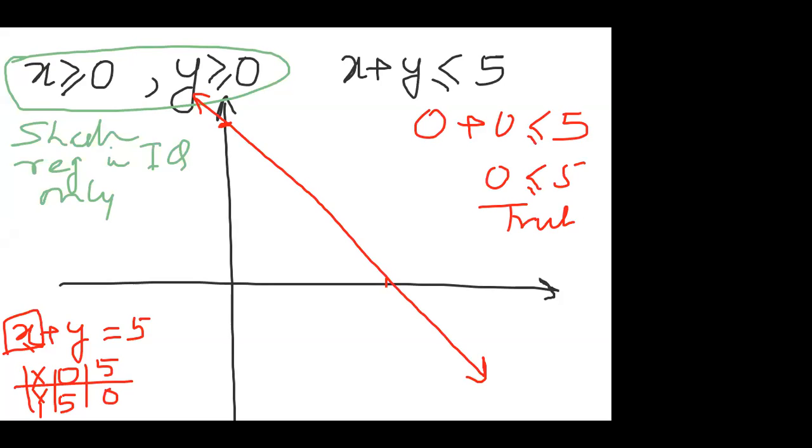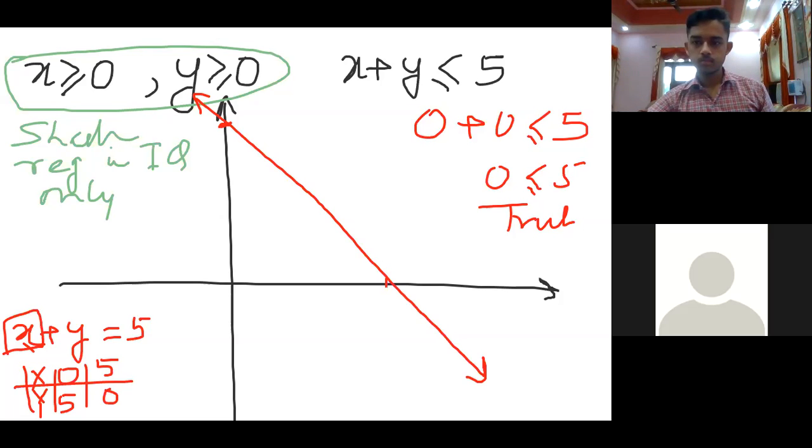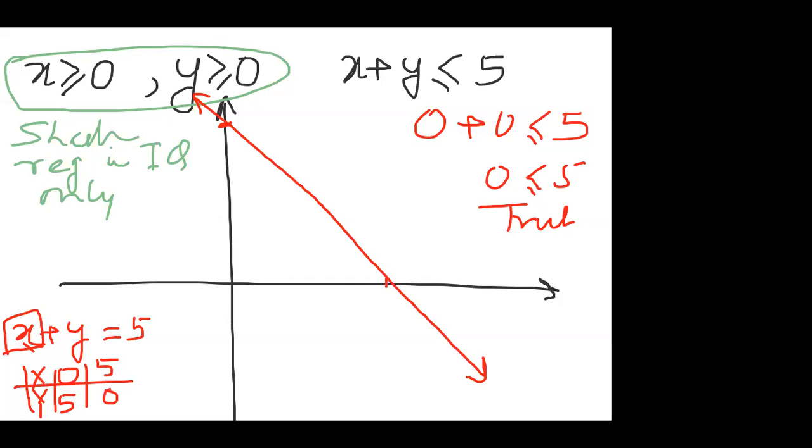But also we need to keep in mind the first part, the green circle is showing us the shaded region will be in the first quadrant only. Shaded region will be only and only in the first quadrant. So this is the final shaded region.